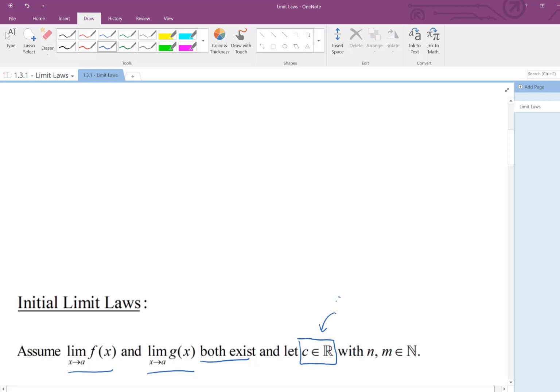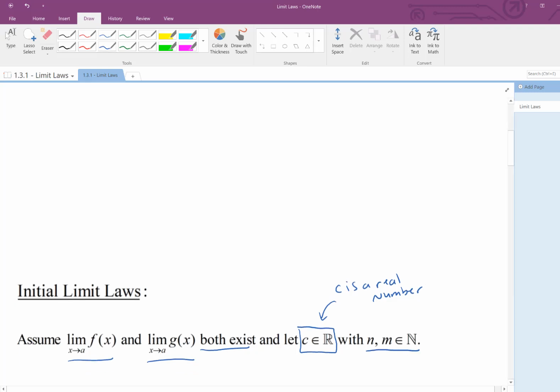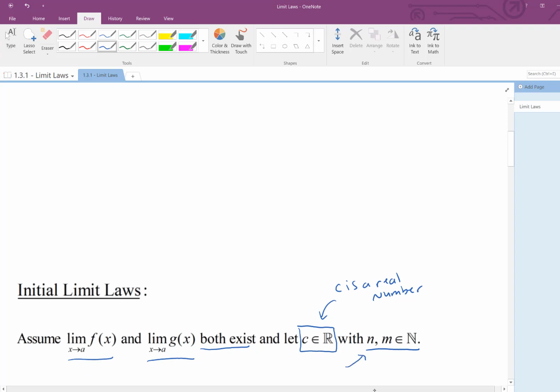So remember what that means. c is a real number, so we've got a real constant. We've got f of x and g of x with limits that exist as x goes to a. And then n and m are natural numbers. Remember the set of natural numbers: n and m are the counting numbers 1, 2, 3, 4, 5, and so on, positive whole numbers. So that's the setup.